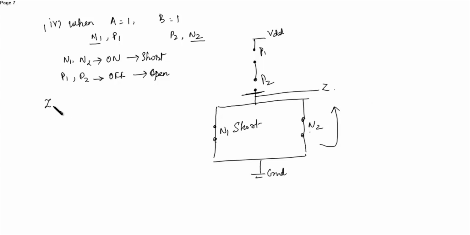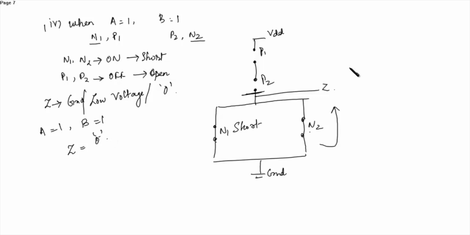So Z is again ground, or you can say low voltage, or you can say it's 0. So when A is equal to 1, B is equal to 1, then Z is equal to 0.